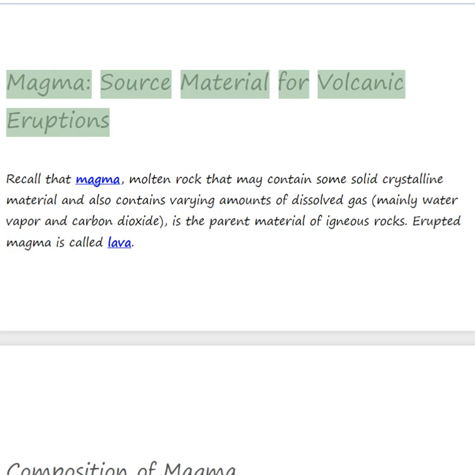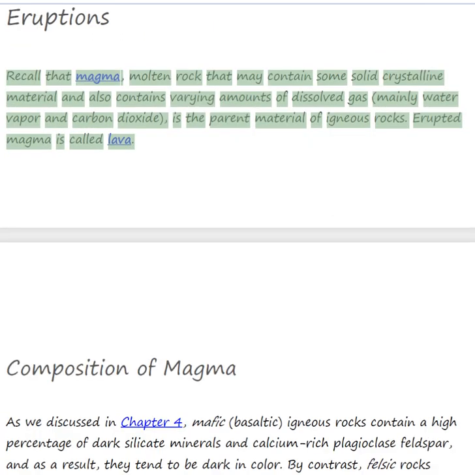Magma, source material for volcanic eruptions. Recall that magma, molten rock that may contain some solid crystalline material and also contains varying amounts of dissolved gas, is the parent material of igneous rocks. Erupted magma is called lava.